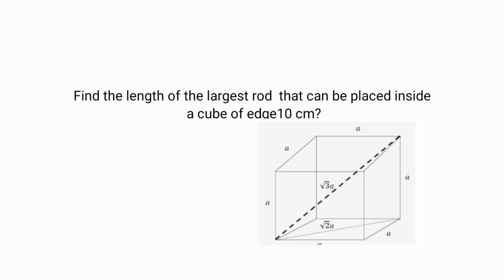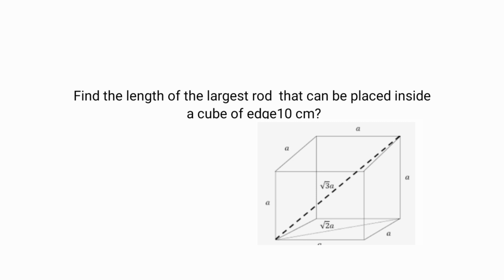So here one cube is given. Here the diagonal is the one represented by the dotted line, and its length is equal to root 3a. So here in our question the edge is given as 10 centimeter and we are asked to find out the length of the largest rod that can be kept inside the cube.